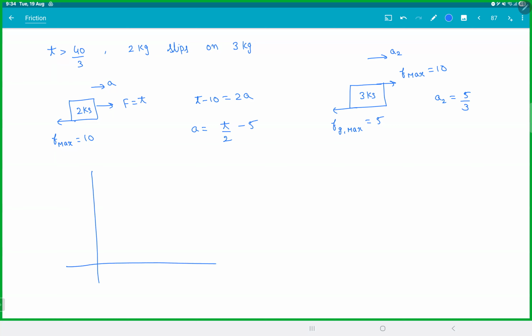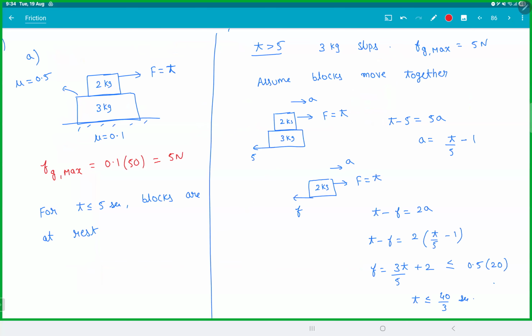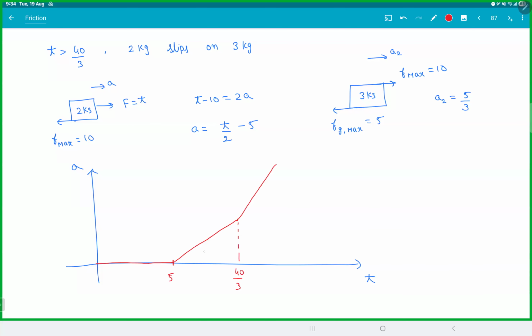There. Now, if you plot the graph, for 5 seconds, no one moves. Then till 40 by 3, you increase. And after that, you still increase. The graph actually becomes more steep, because here the slope was 1 by 5 and here it is 1 by 2.